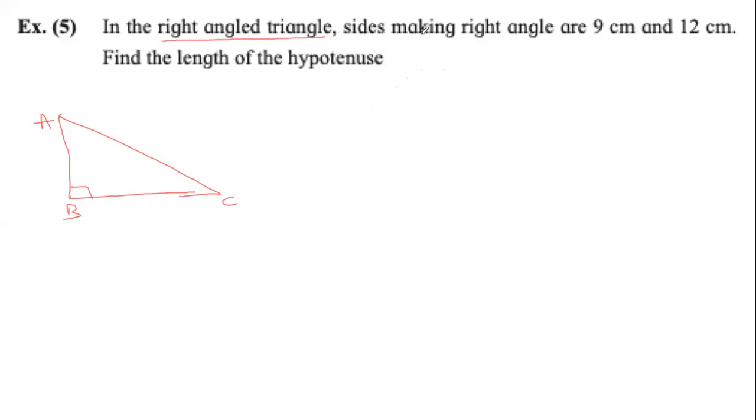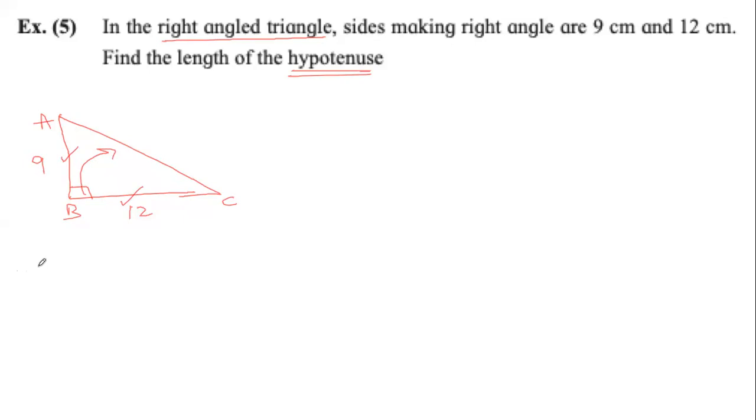It says sides making right angle. Now sides making right angle are AB and BC are 9 cm and 12 cm. So since in this diagram, AB is a little shorter than BC, let's say this is 9 centimeter and this is 12 centimeters. The question is find the length of the hypotenuse. We know hypotenuse is the longest side of the right angle triangle. It is opposite to the 90 degree angle. So in this case, we have to find the length of AC.